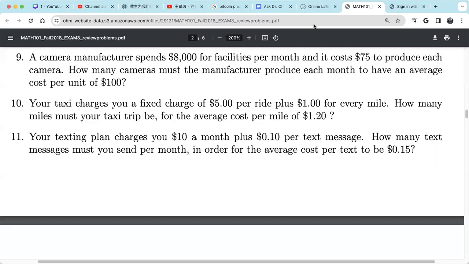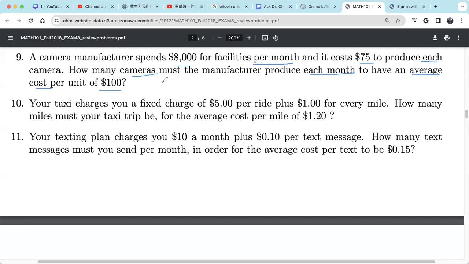So question 9. A camera manufacturer spends $8,000 for facilities per month. So the quantities are important. Let's underline those. So this is per month. So this cost is per month. Then it costs $75 to produce each camera. So those quantities we need to remember. How many cameras must the manufacturer produce each month to have an average cost per unit of $100?